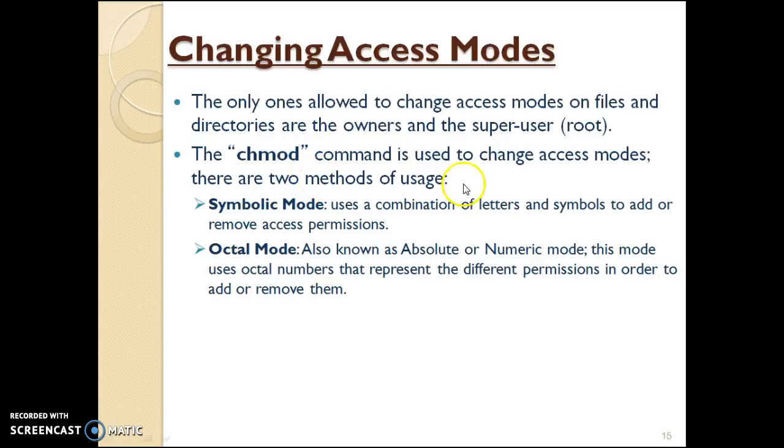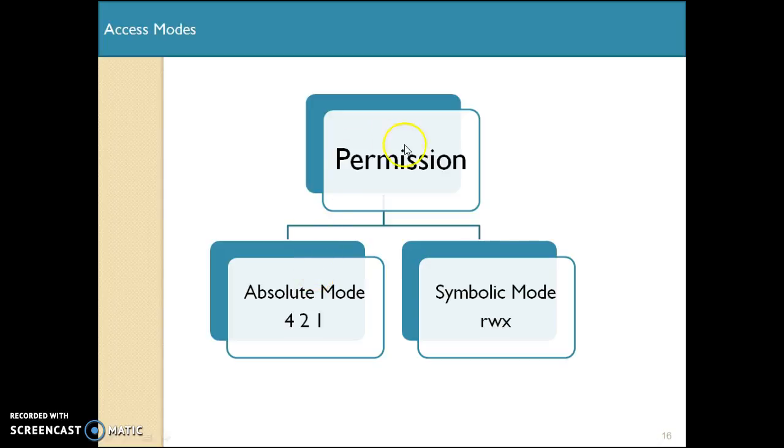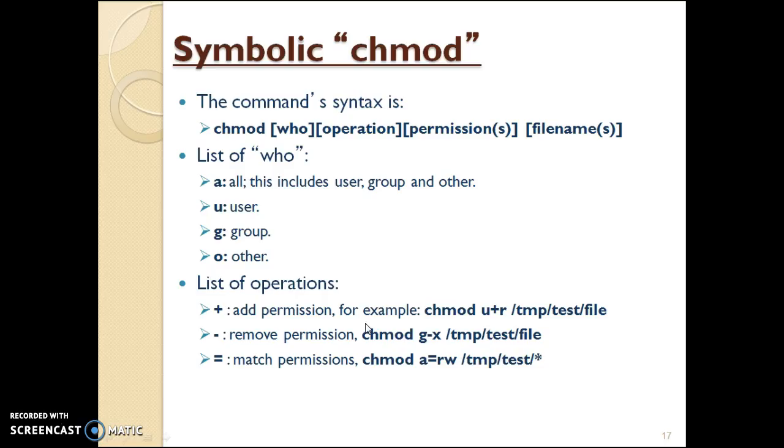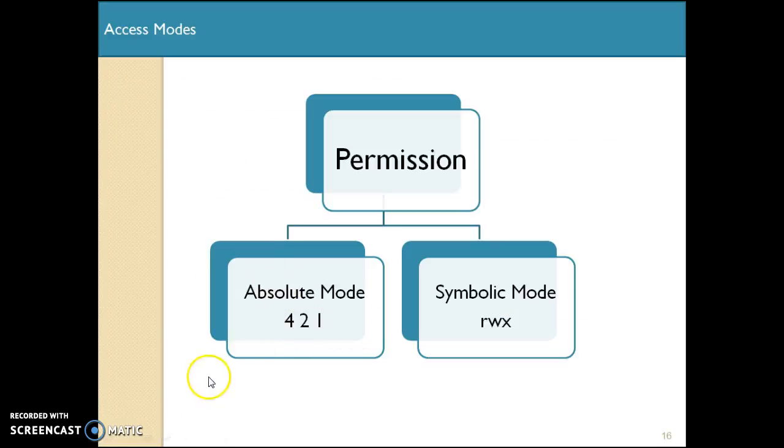So how to use this chmod command? We have two methods of usage to use your rwx, that is access modes. That is symbolic mode and octal mode. The octal mode is also known as absolute or numeric mode. Okay, the symbolic mode is nothing but what we have already seen, that is rwx. The absolute mode is nothing but the numbers 4, 2, 1. What is this 4, 2, 1? So here 4 represents read, 2 represents write, and 1 represents execute.